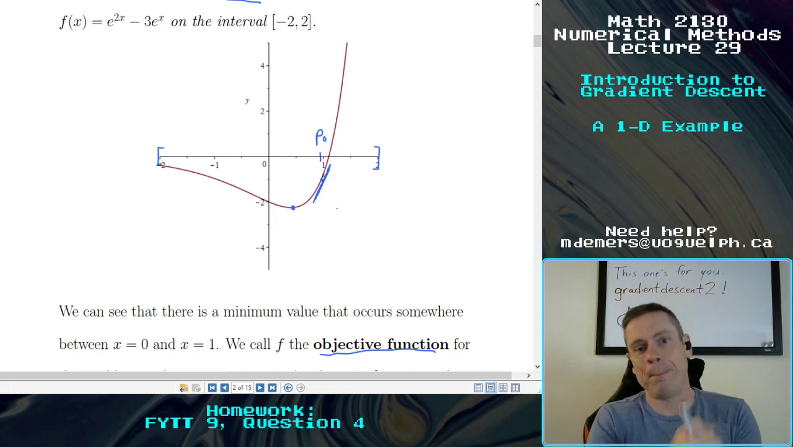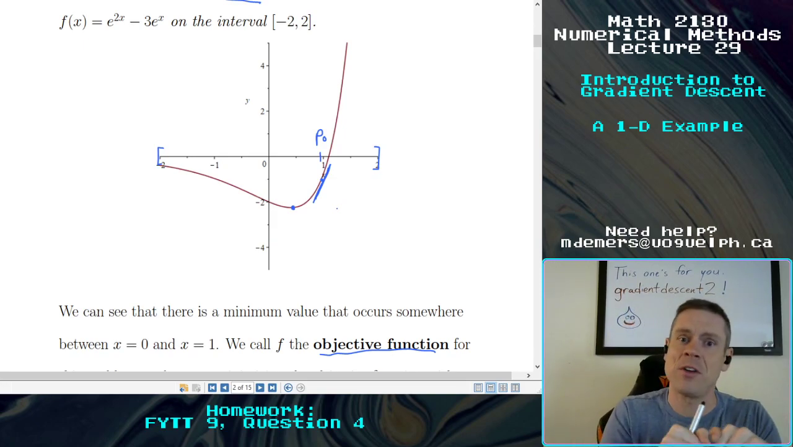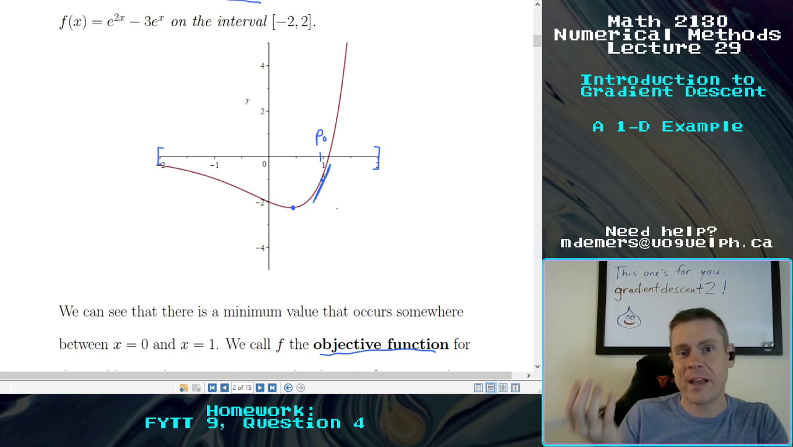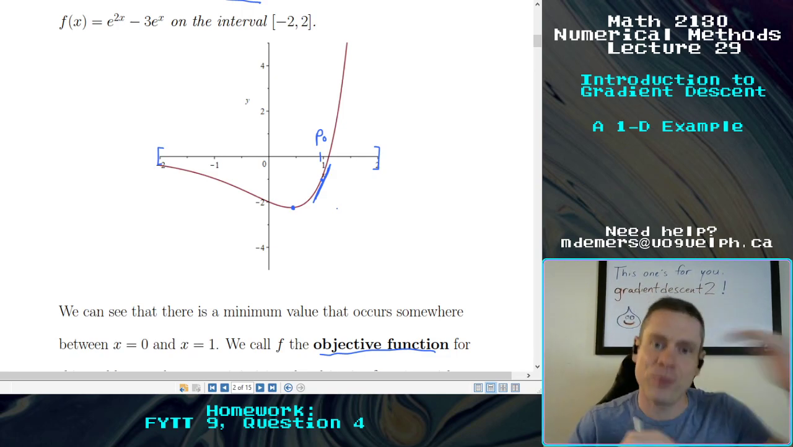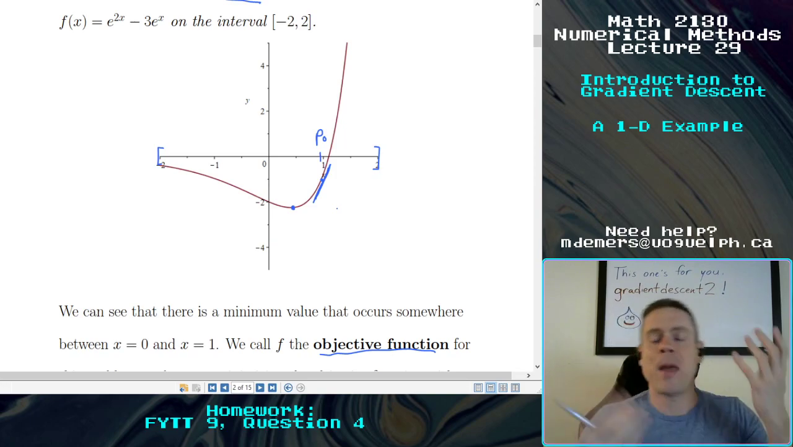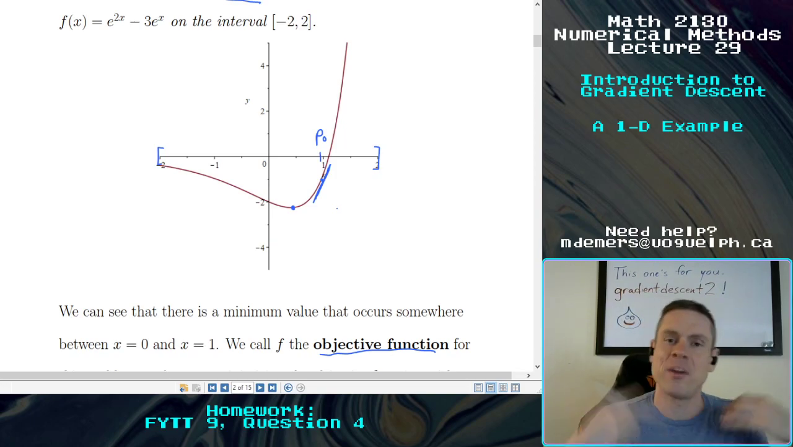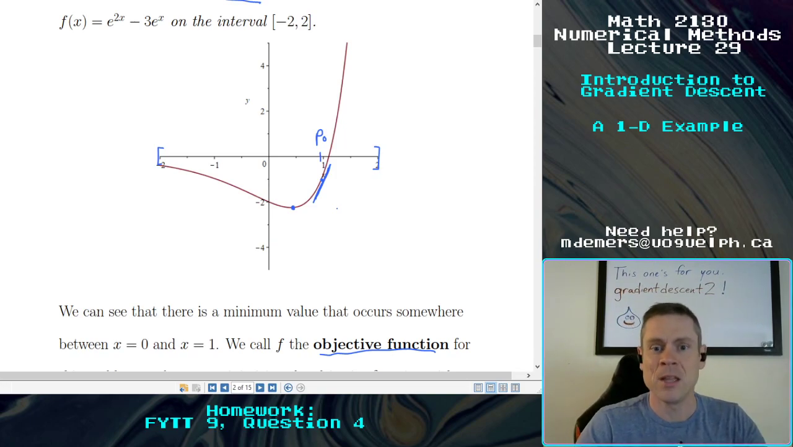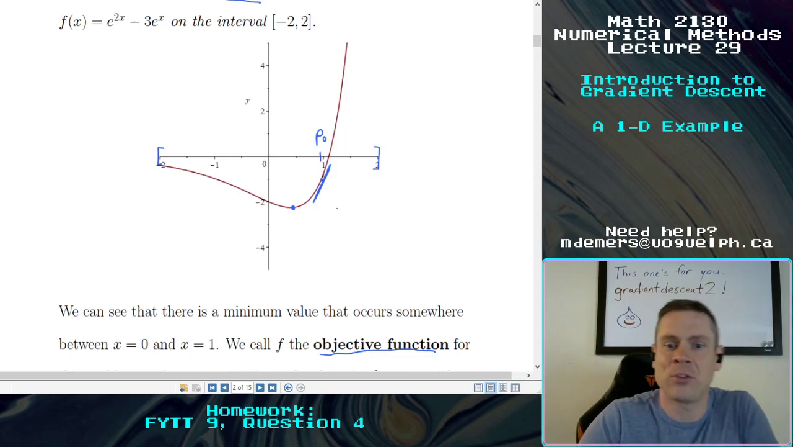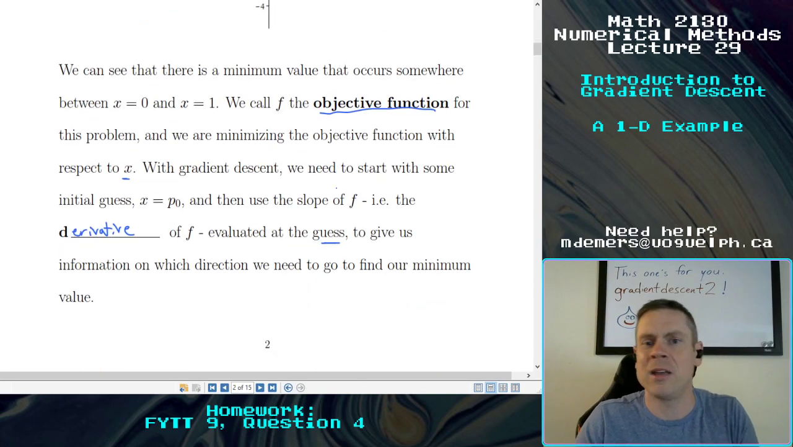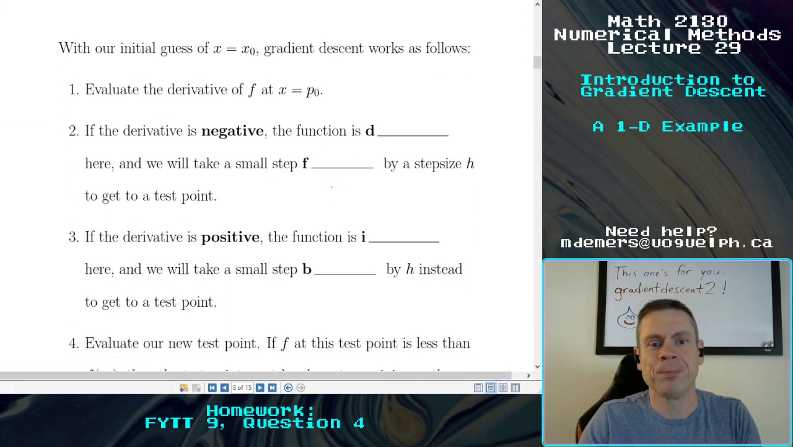At every single guess that we get to, we're going to check the derivative, see whether it's positive or negative, and then step either forward or backward depending on the result, and depending on whether we're trying to maximize or minimize a problem. And that's how this is going to work together. So let's get rid of that. I'm going to reiterate this on the next page.